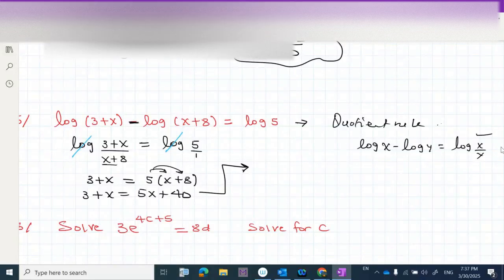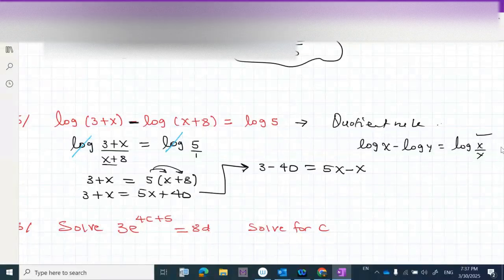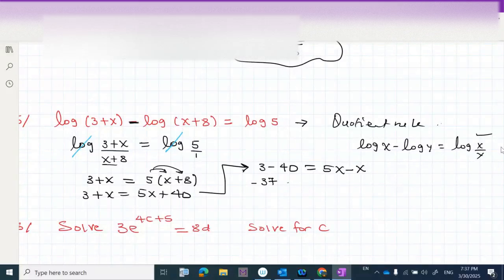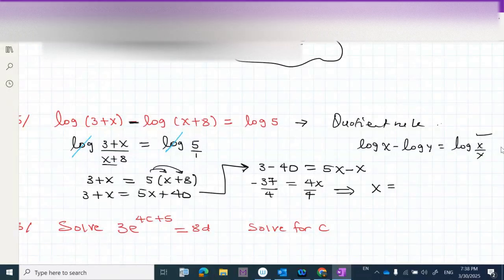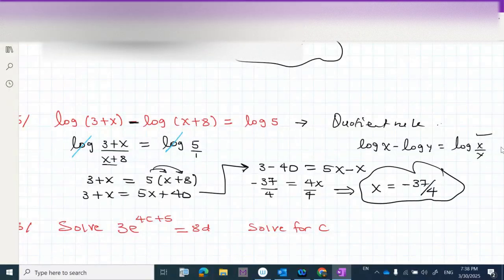So combine like terms. What I have to do is simply move x to the right and the number to the left. So that will give me 3 minus 40 equals 5x minus x. So 3 minus 40 is negative 37, equals 4x simply. Now divide both sides by 4. So x equals negative 37 over 4, which is going to be your answer.